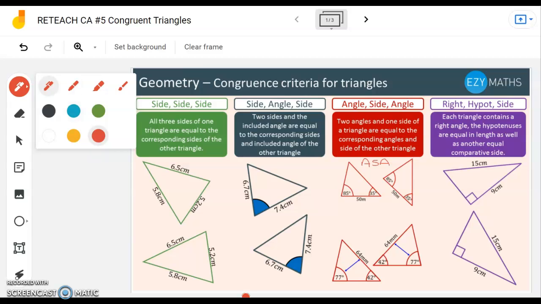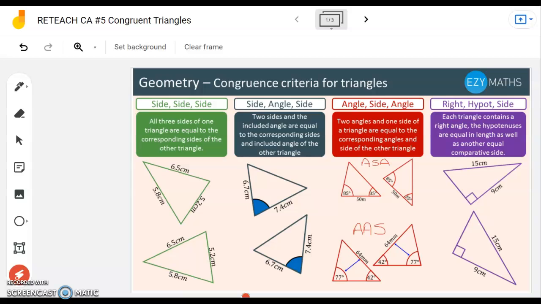Now the one here at the bottom, this is the angle, angle, side one. I still have two angles and a side, but this time my side is not in between them. So here I have a 77-degree angle in one triangle. Here's my 77-degree angle in the other triangle. I have a 42-degree angle in this triangle, and a 42-degree angle in this triangle. And I have a 64 millimeter side.